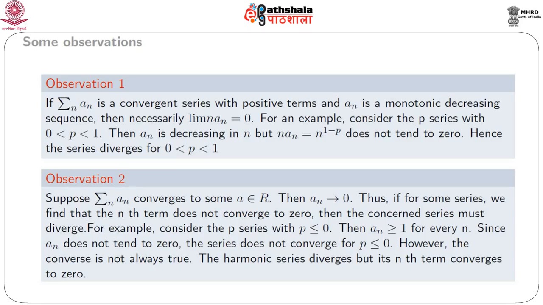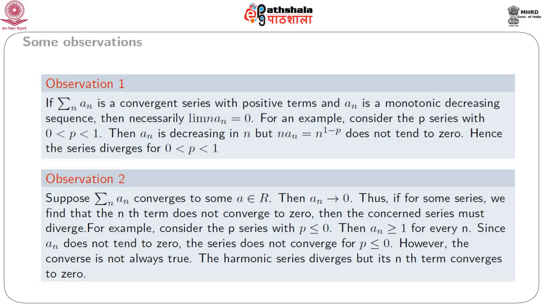Thus, if for some series we find that the nth term does not converge to 0, then the concerned series must diverge. For example, again consider the p series with p less than or equal to 0. Then an is greater than or equal to 1 for every n. Since an does not tend to 0, the series does not converge for p less than or equal to 0. However, the converse is not always true. The harmonic series we have defined earlier diverges, but its nth term converges to 0. So we must be very cautious while applying these indirect procedures of checking convergence.